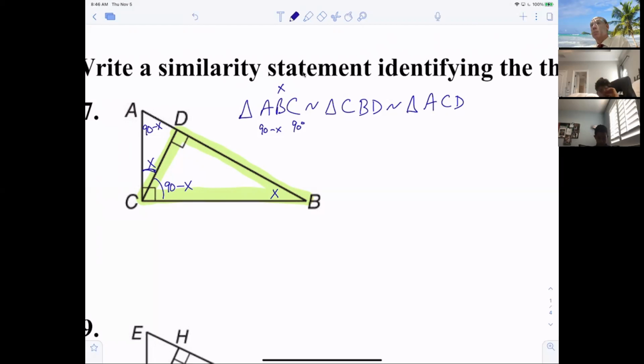It's all the same, right? Because this again is 90 minus X. This was X and this was 90. 90 minus X, X, and 90. Agreed? Right?